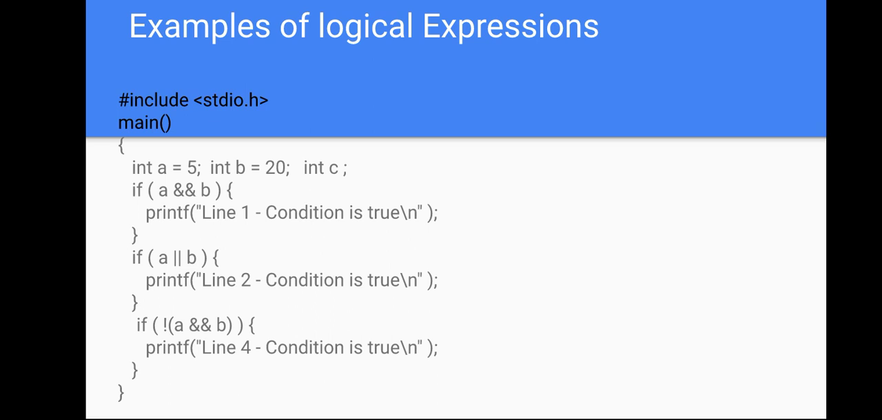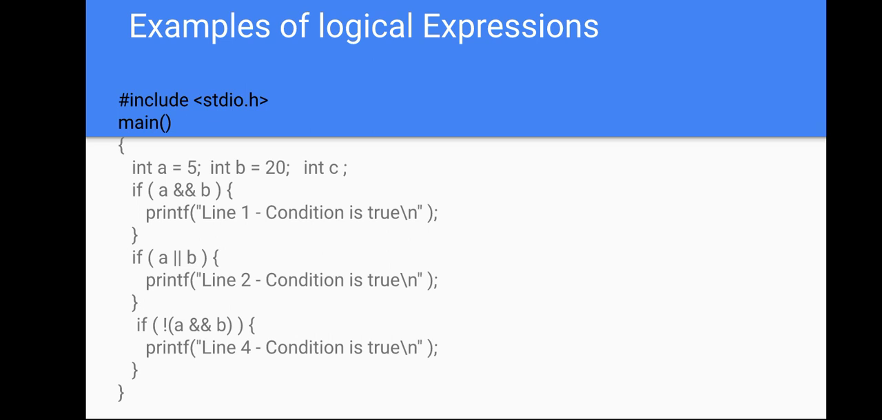So not of true is false. Now this program is a simple example to use all the logical operators. If a and b, that means if a and b are available, then you can say line 1 is true, just printing a simple message.